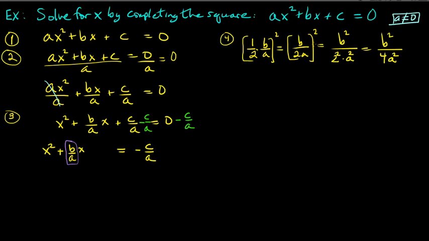Okay, so what do we do with this number? Remember, a, b, and c are just numbers, so what do we do with this number? In step 5, we add that to both sides. So we have to add b squared over 4a squared to the left, and we have to add b squared over 4a squared on the right.